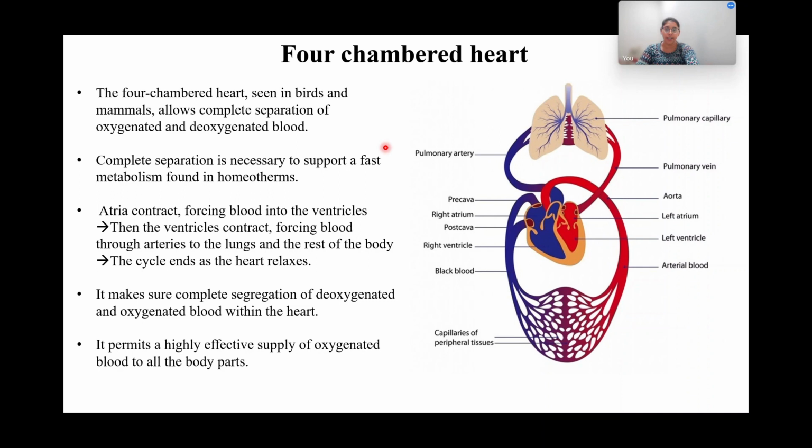So if you want to see the structure of the four-chambered heart, you can see that you have this right atrium. Again, remember the handedness.